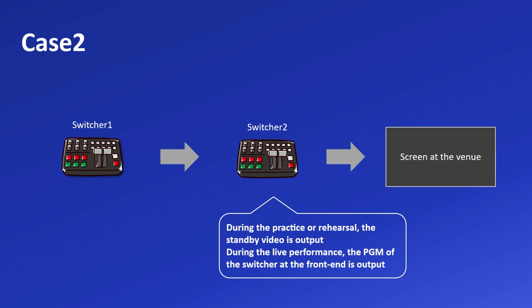This is a diagram of the same situation at a live event, where test operations need to be performed without affecting the venue screen. Two switchers are placed like this, with the later switcher playing the standby video and the front switcher performing test operations.